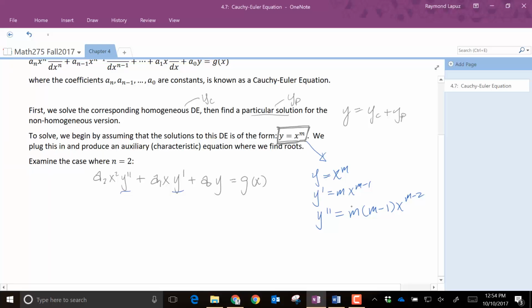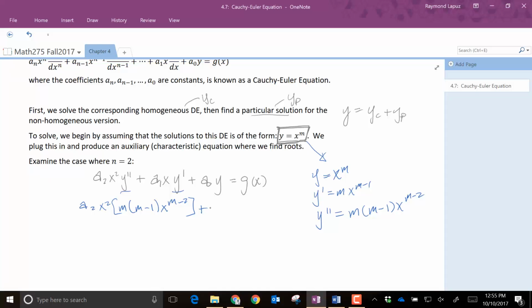All right, so we put that into here and see what we get. We're going to get a sub 2 x squared, and then we'll put what we found for y double prime, m times m minus 1 x to the m minus 2. And then we have, oh, I need more room.